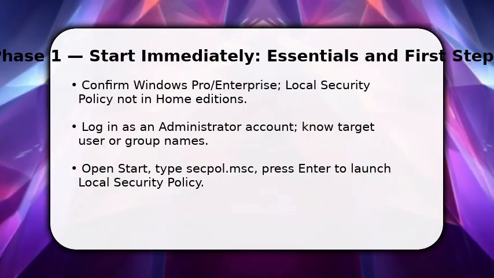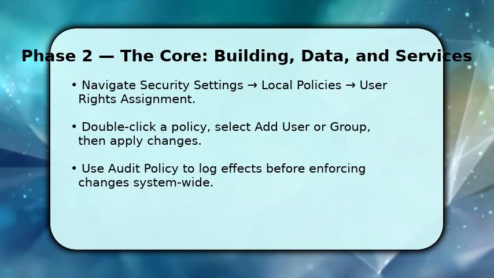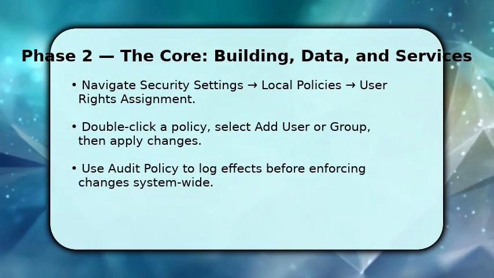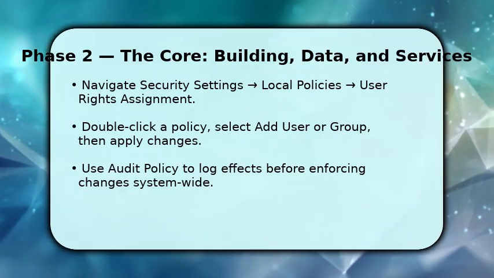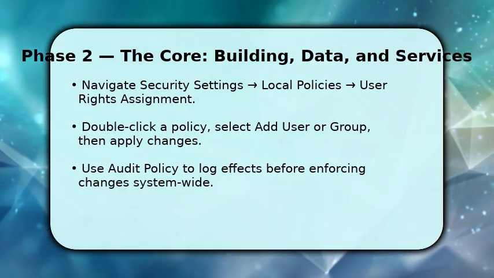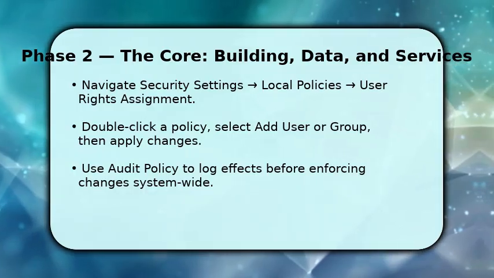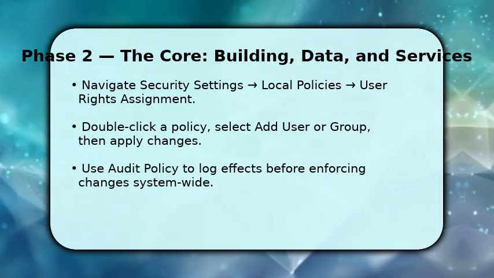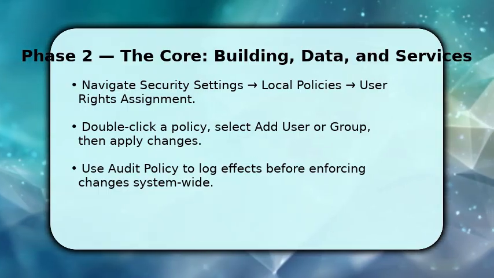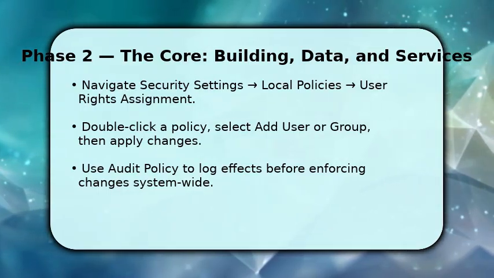Once the console is open, navigate Security Settings, then Local Policies, and choose User Rights Assignment to change privileges. You modify a policy by double-clicking it, selecting Add User or Group, entering the exact account name, and clicking OK. This ensures Windows recognizes the principal.